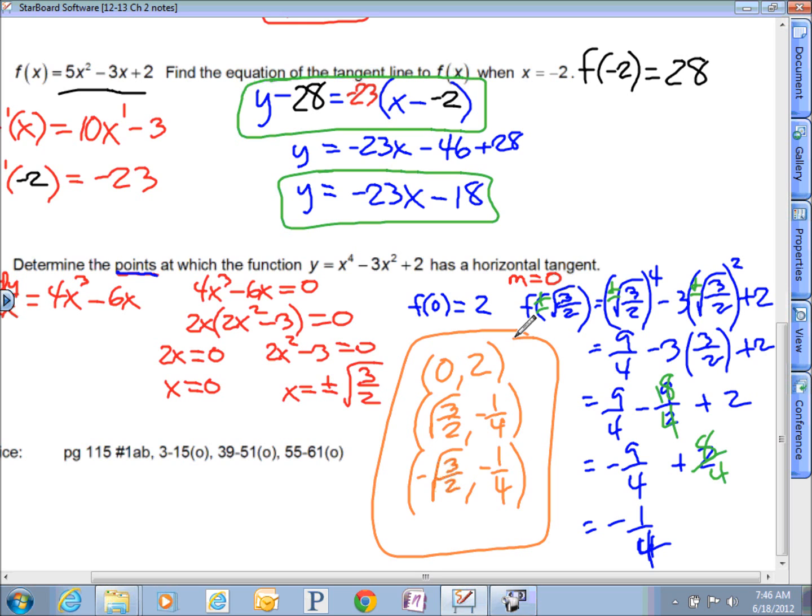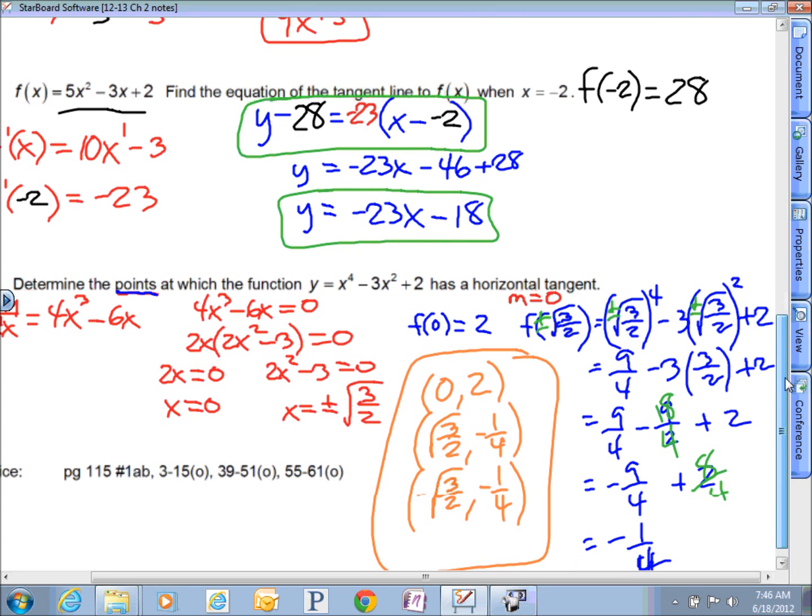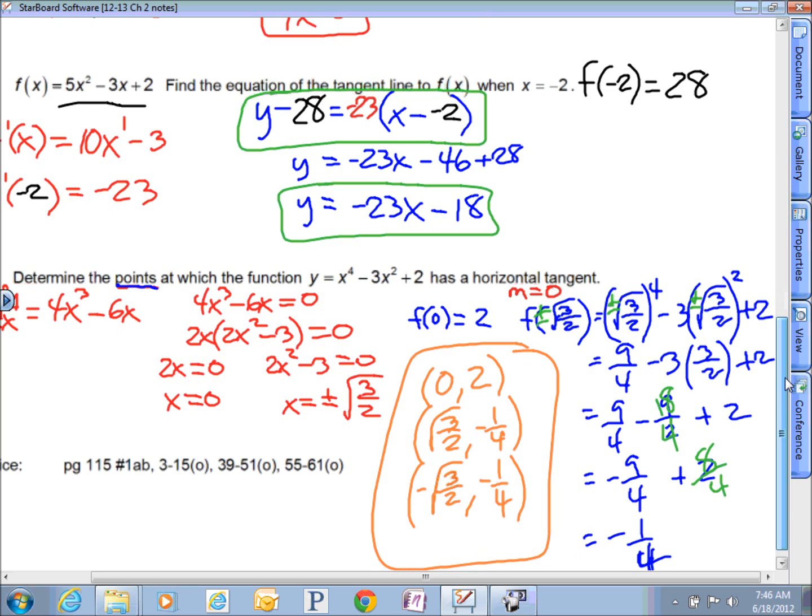So horizontal tangents, big concept going forward. We will use this a ton. Horizontal tangents: derivative equal to 0, solve.